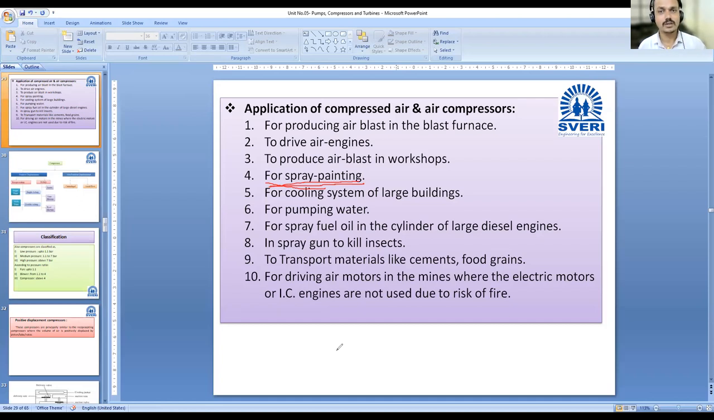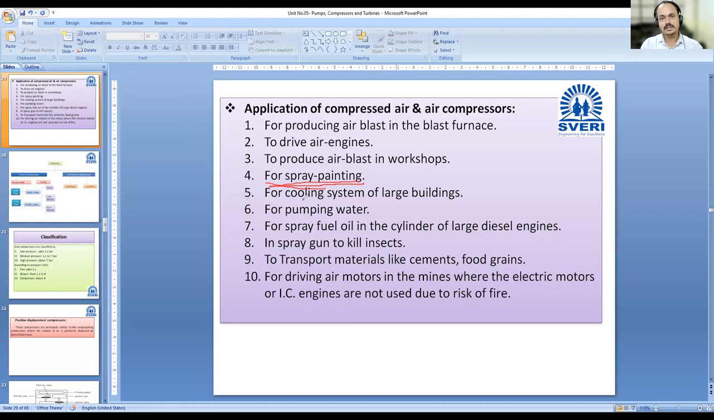All others who have not seen it, I think you are not recognizing that. You have not noticed that spray painting machine. Then put down your hands.